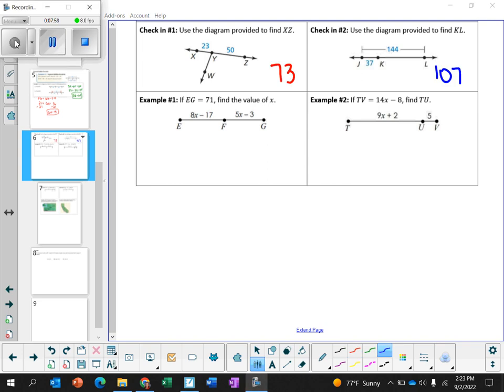All right, for check-in 1, if I add together 23 and 50, I get 73. For check-in 2, if I do 144 minus 37, I get 107.